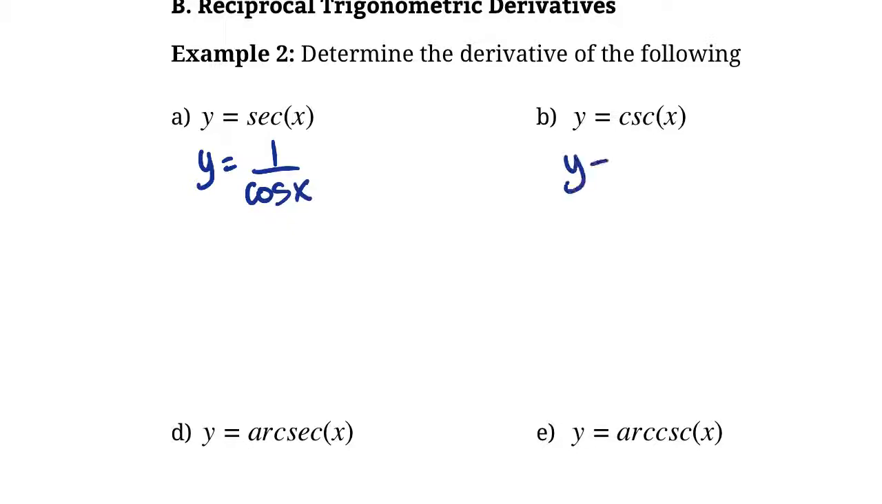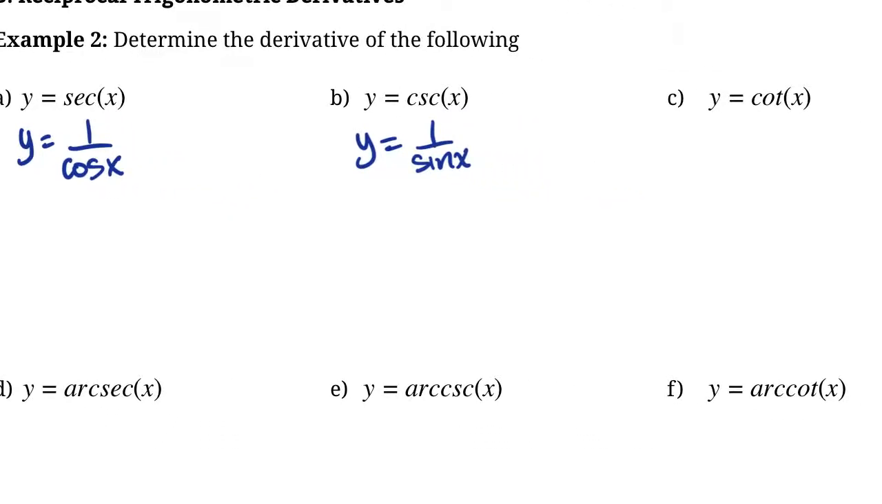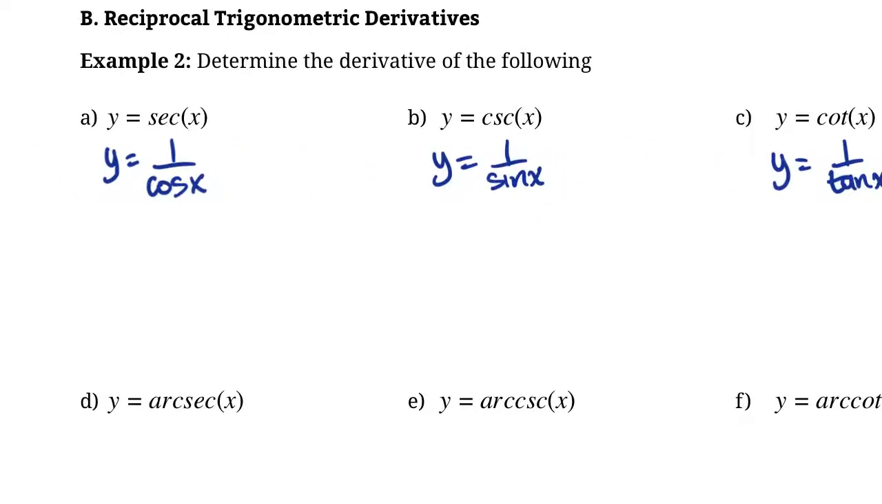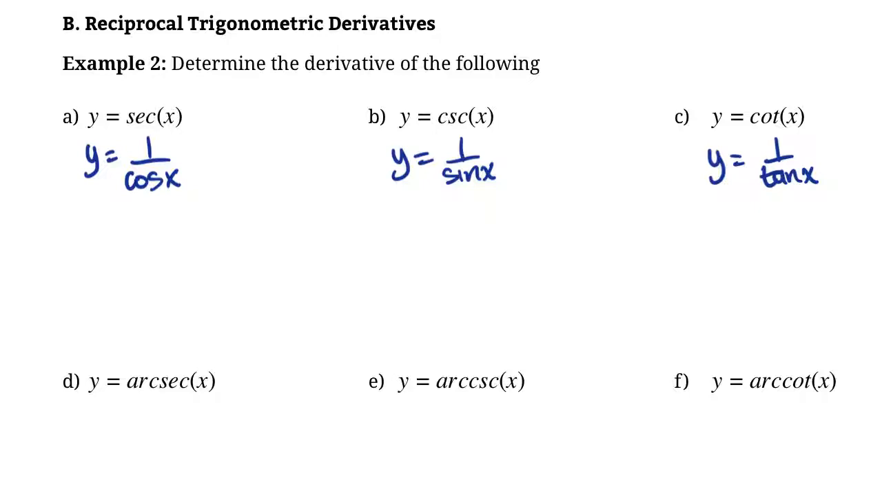Cosecant is just 1 over sine x. Notice I'm not taking the derivative yet, I'm just rewriting these functions. And then this one is 1 over tan x. So if you know the derivative of cosine, sine, and tan, you can just figure these out. This is another place where I'm going to ask you to pause. See if you can figure out what the derivative of those three things are, just with what you already know.